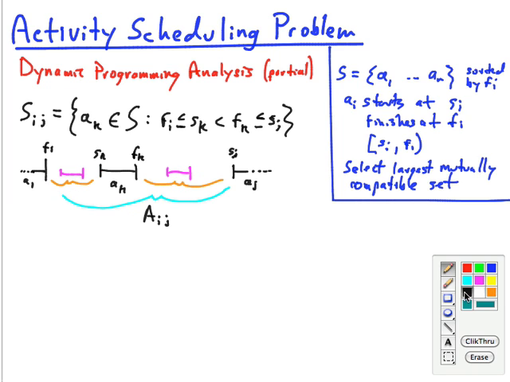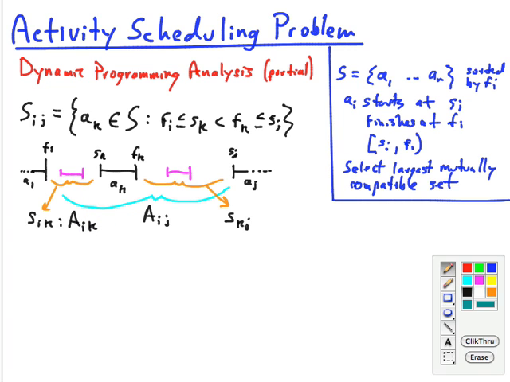So let's write that out. Maybe I'll draw it like this. The candidate set of activities for these subproblems would be S sub ik, going from activity i to activity k, and S sub kj, going from activity k to activity j. We're going to call the optimal solution to this subproblem A sub ik.